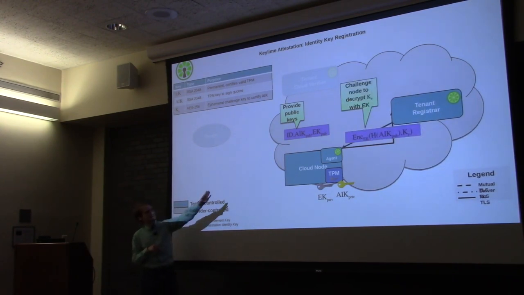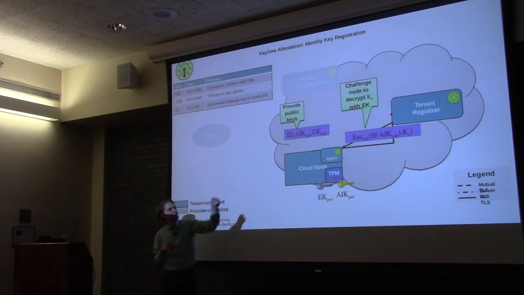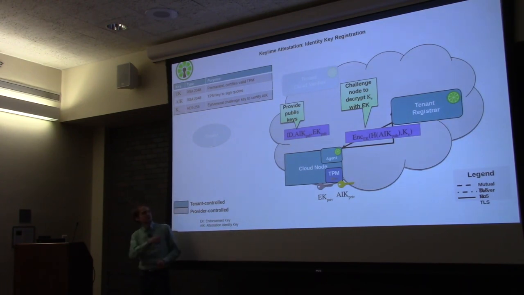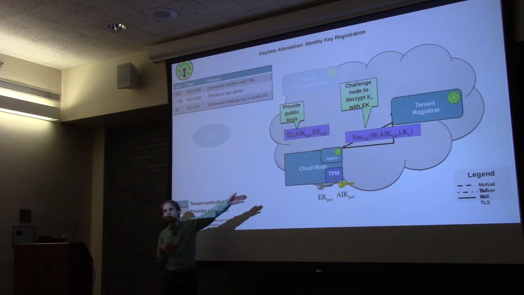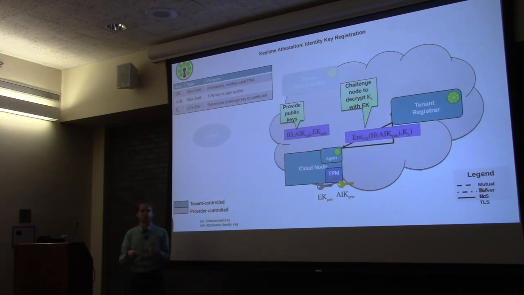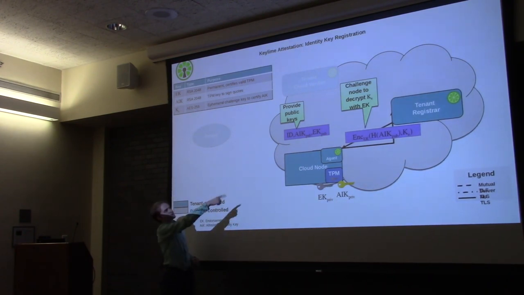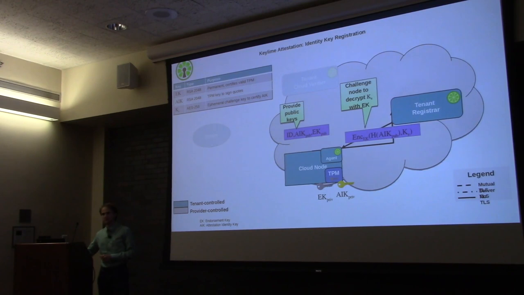And then the registrar is going to send over an encrypted challenge. So it's going to encrypt a hash of the public AIK and that challenge ephemeral key that it's going to randomly generate. This is an AES-256 key that's randomly generated by the registrar. And you can see this is encrypted with the public key of that TPM, the EK. So only that TPM is going to be able to decrypt this package, in order to prove that it actually has the private portion of the EK.